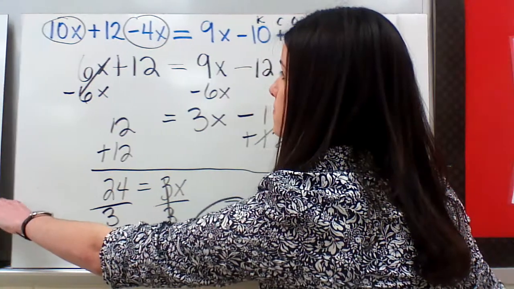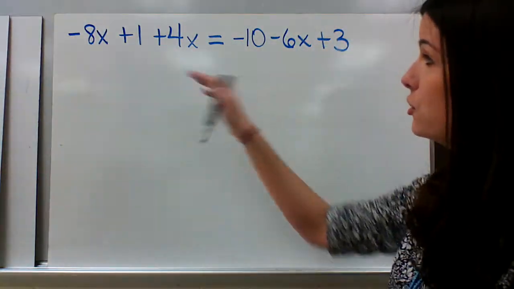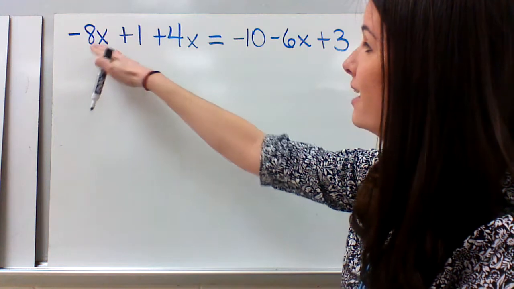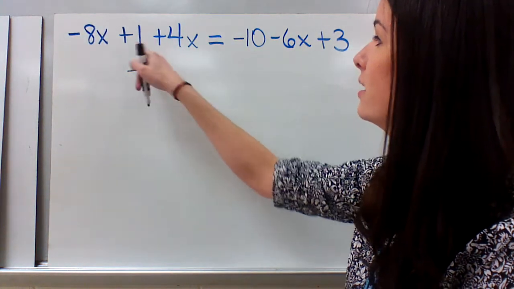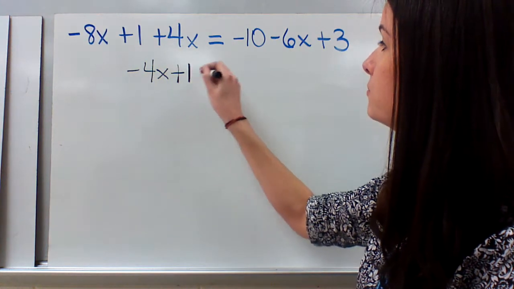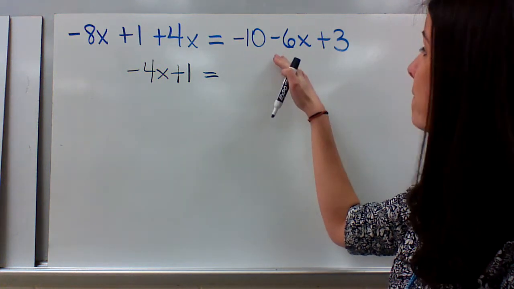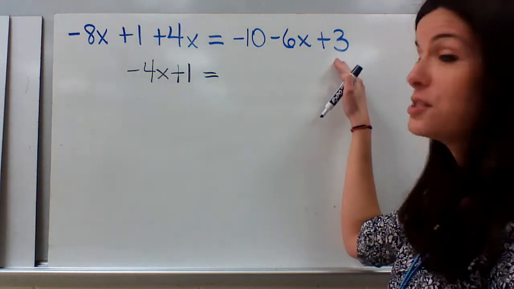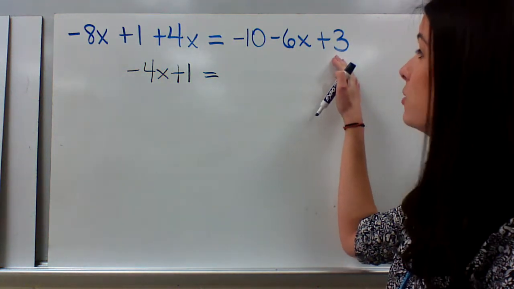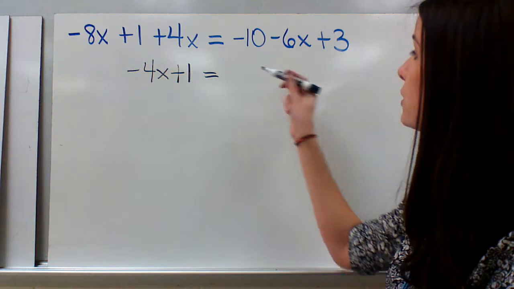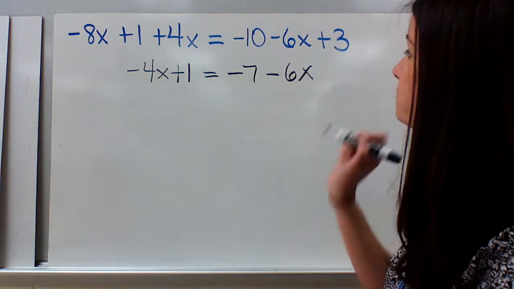Let's try one more. I'm going to combine all like terms on each side. Negative 8x plus 4x makes negative 4x. And I still have plus 1. Then I have negative 10 minus 6x plus 3. Well, negative 10 and 3 are both constants that you can combine, and negative 10 plus 3 makes negative 7, and I have minus 6x.